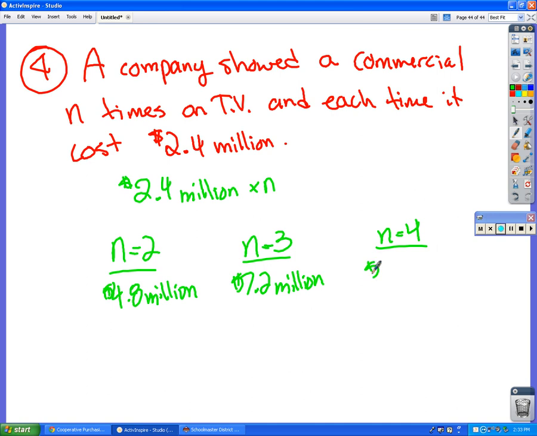9.6. Okay. And do you guys understand? Those of you that are not raising your hands and answering, do you understand how they're getting these numbers? Okay. All they're doing is going 2.4 times 2, 2.4 times 3, 2.4 times 4. They're just able to do it pretty quickly in their head. Okay?